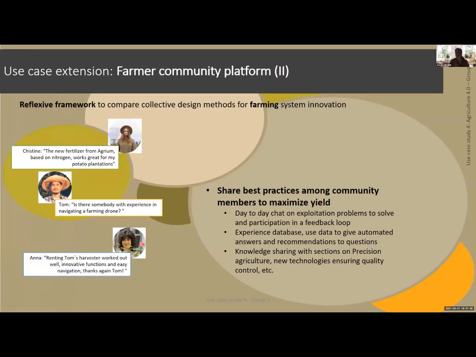So you have this person who is talking about new fertilizer from Agrium based on nitrogen, and who has had the experience that it was great for her potatoes plantation. So she shares her best practice with the others. We can say users of the platform, but somewhere they are just peers in the agriculture activity.